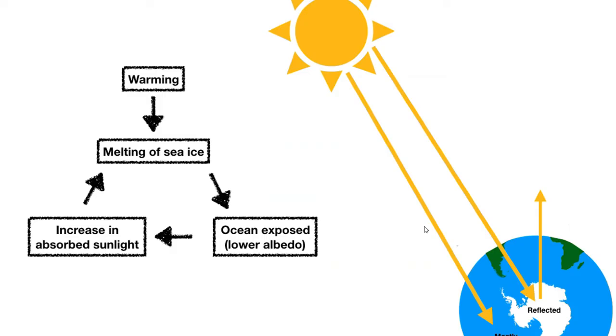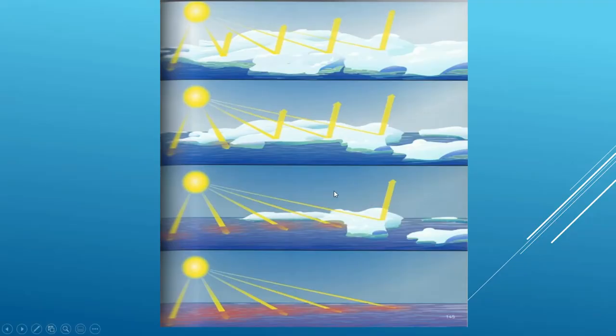Another way to look at this is the sun's energy is coming in, it's absorbed by the water, reflected off the ice. So you have warming, which melts the sea ice, ocean exposed, lower albedo, increase in absorbed sunlight, leading to more melting, more ocean exposed, more increased absorption of sunlight, etc.